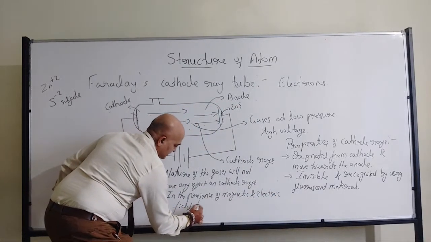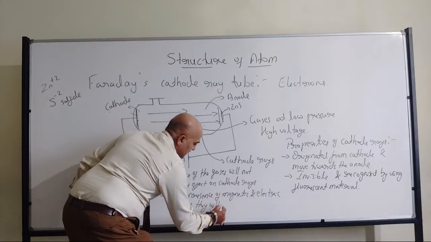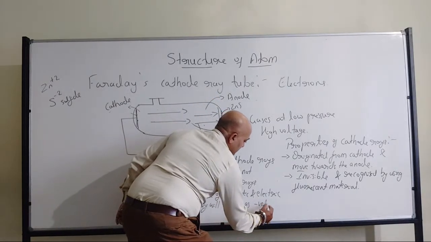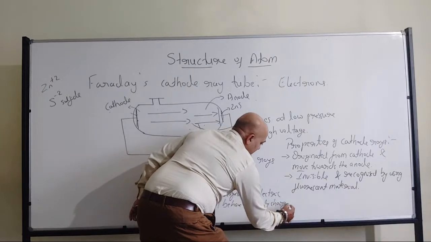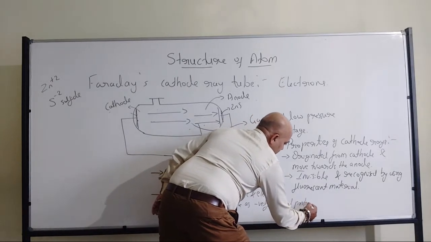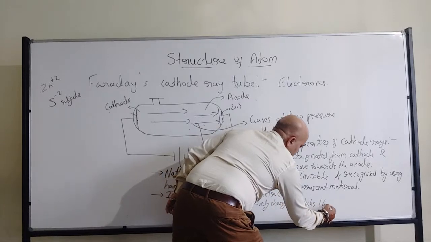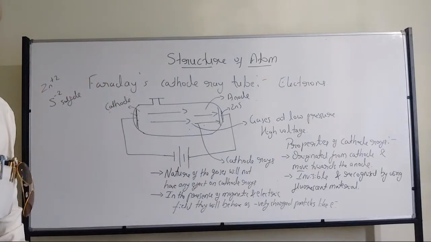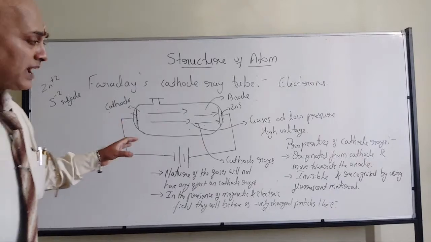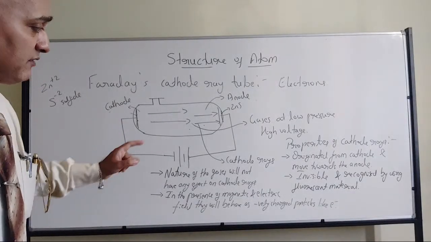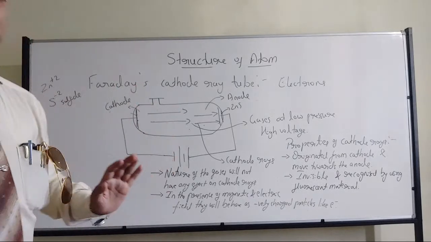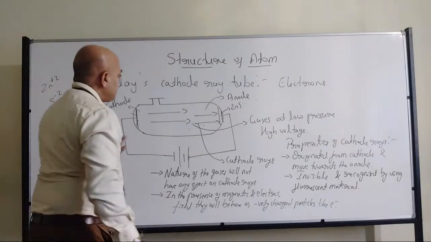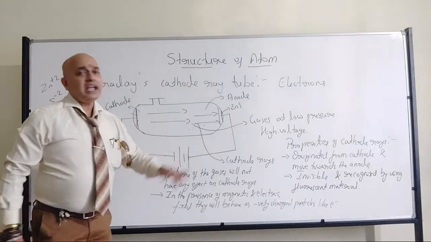In the presence of magnetic and electric field, they will behave as negatively charged particles like electrons. All of you have understood? Since they are negatively charged, due to that only they are moving towards the anode.